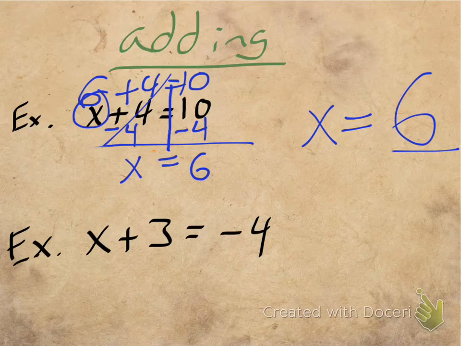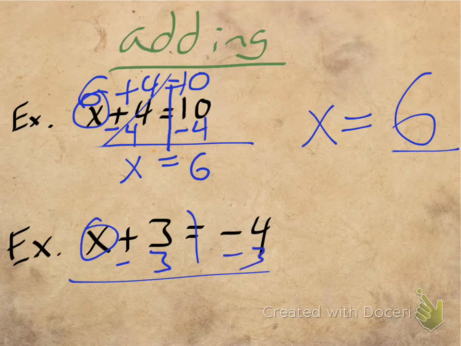Alright, so let's do the bottom one. Line through the equal sign. We're trying to get x by itself. We have a plus 3, so we're going to subtract 3 from both sides. These cancel out. You get x equals negative 4 and negative 3. Two negatives, so that makes us negative 7. Negative 7 plus 3 is negative 4. Works out. We're good.